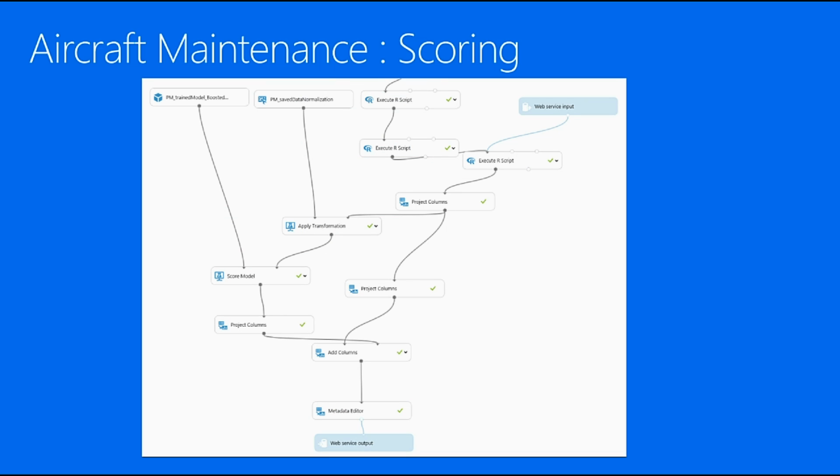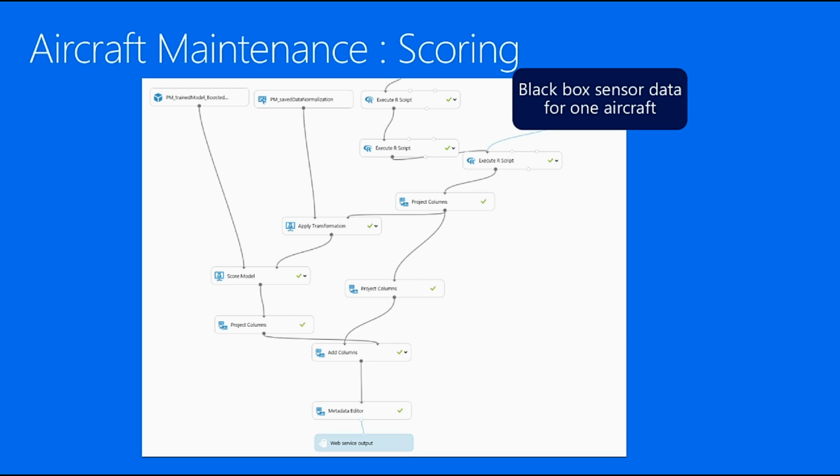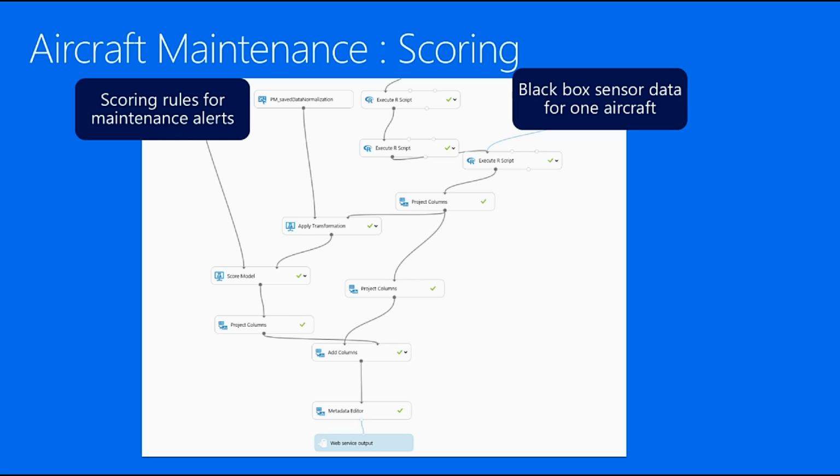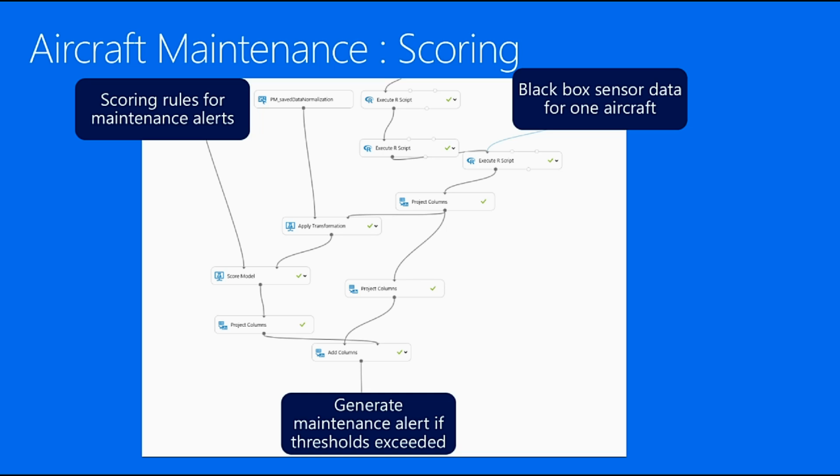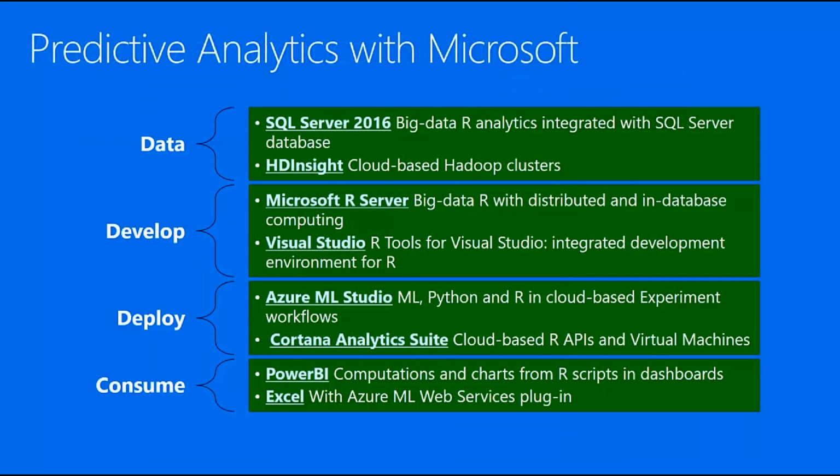When we go to the scoring phase, in real time, as a plane is in the air, we have black box sensor data coming into the operations system. We're going to combine that live black box data with those scoring rules that we generated in the previous screen. And then we have those rules that will generate those maintenance alerts in the Power BI dashboard if those rules are exceeded, thresholds exceeded, and so forth. So that's just one example of building a predictive analytics application.